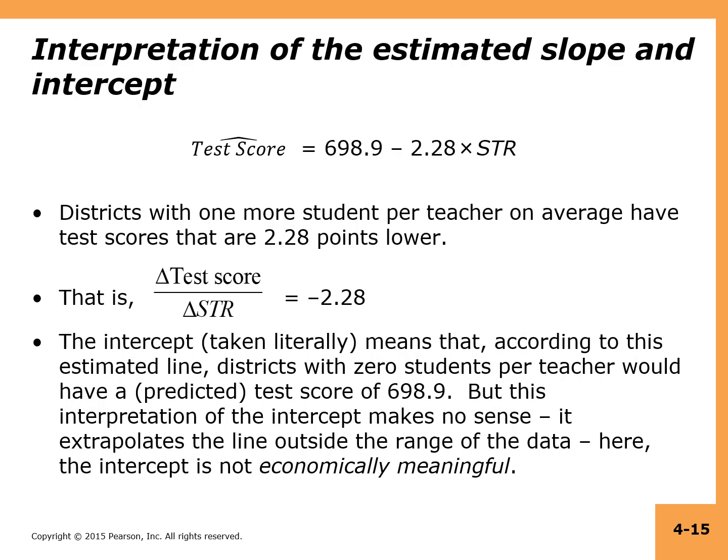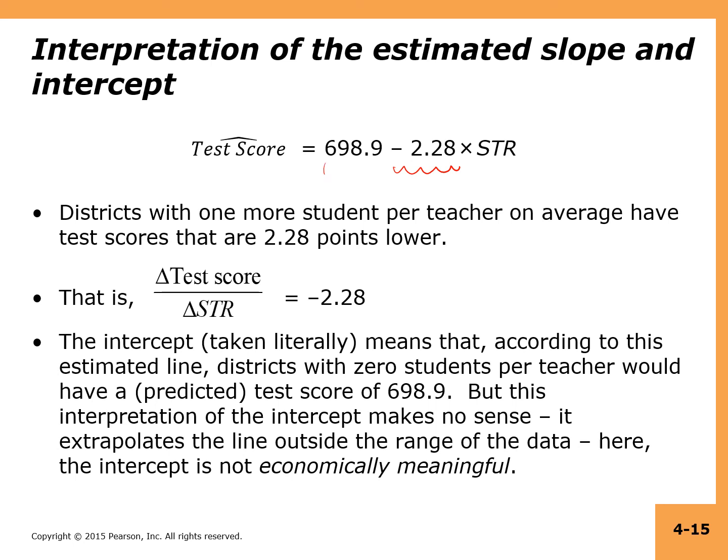Let's look at the sample regression line more closely. So we had negative 2.28 as a regression coefficient. And what this means is that for a district with 1 more student per teacher, on average, the test score is 2.28 points lower.